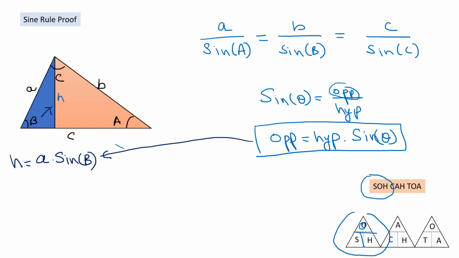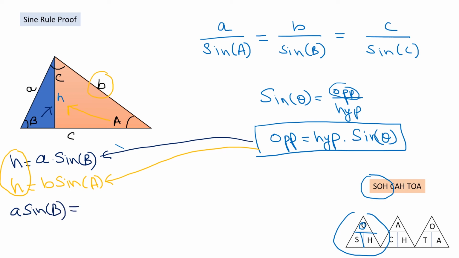Now we can write the same thing for the orange triangle. If you take the orange triangle, the angle is A, the opposite side is h, and the hypotenuse is b. So in the orange triangle, h equals b sine A. Again, we are using the same formula, right? So now we have two equations and these two sides are equal, right? So therefore we can write a sine B must be equal to b sine A.